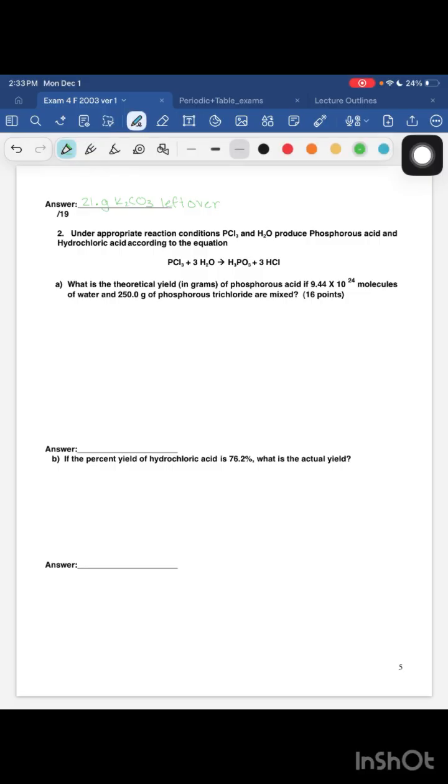Oh, it's yield. Okay. Under the appropriate reaction conditions, hey, it's already balanced for you. Sorry, I got distracted. We have PCl3 and H2O produces phosphorus acid and hydrochloric acid, according to this reaction. What is the theoretical yield in grams of phosphorus acid if 9.44 times 10 to the 23 molecules of water and 250.0 grams of phosphorus trichloride are mixed?